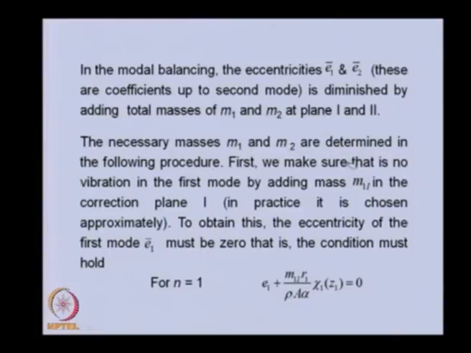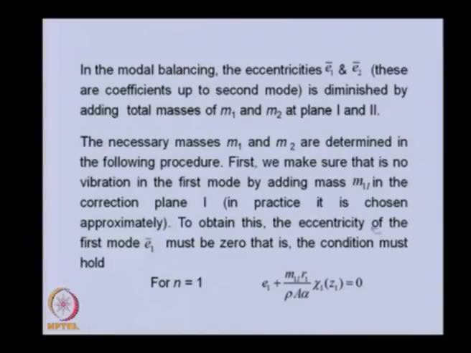First, we will make sure that there is no vibration in the first mode by adding the mass m11 in correction plane 1. So m11 is the first mass in plane 1, where the second subscript represents plane 1. In practice this is chosen approximately.